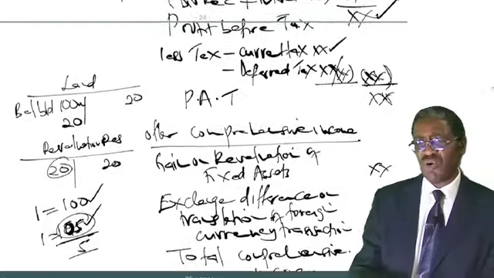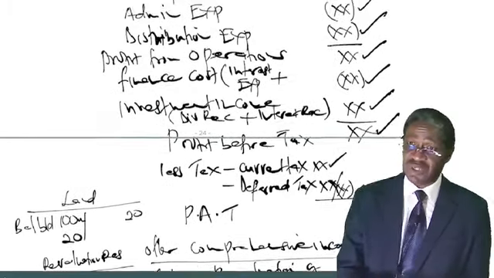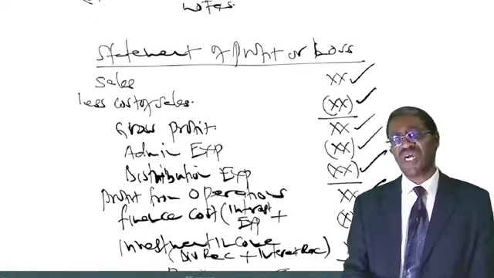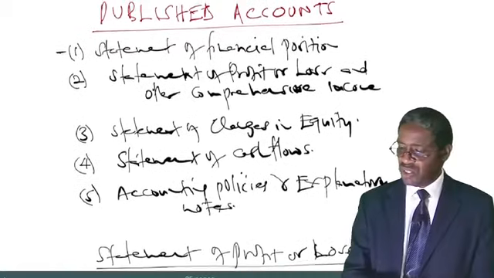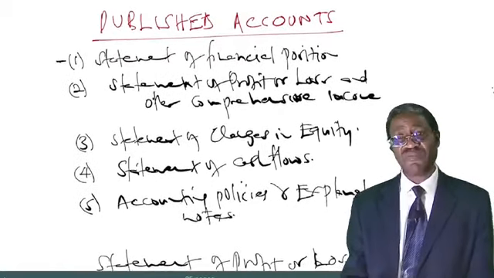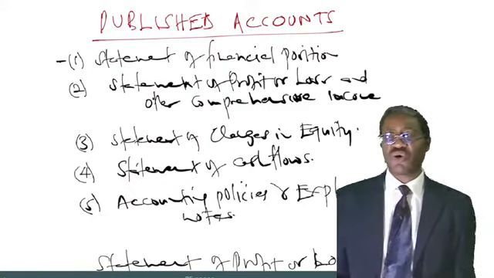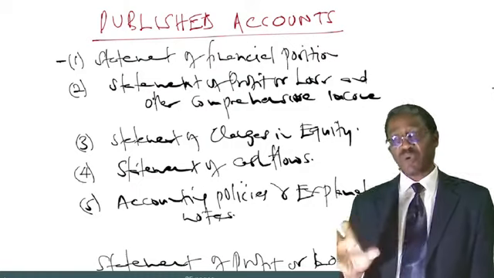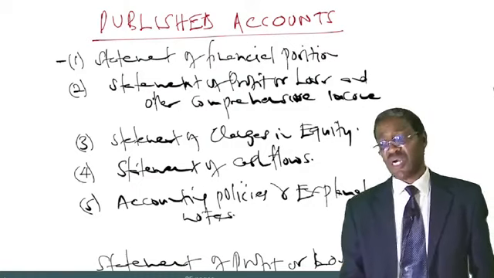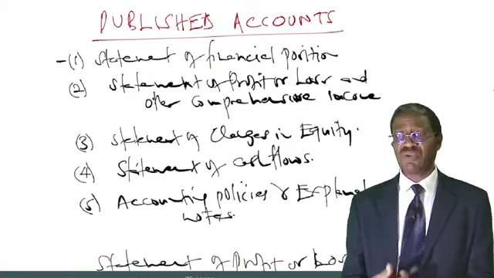Maybe before I go into the details of some of these items in the income statement, let us put down what we have said so far. Put down the topic. The topic is called published accounts.